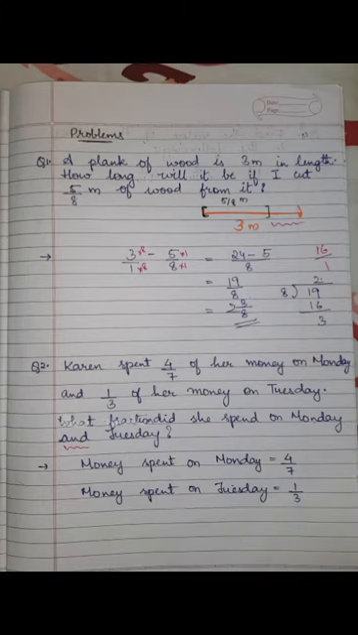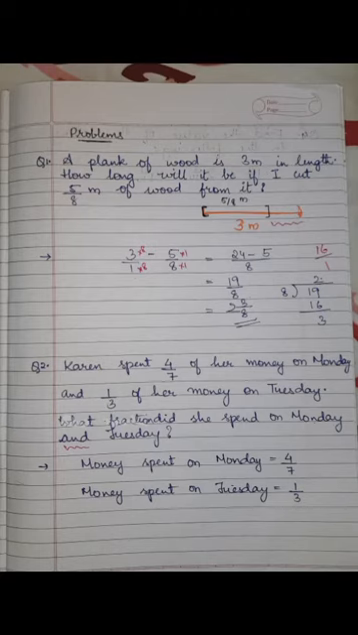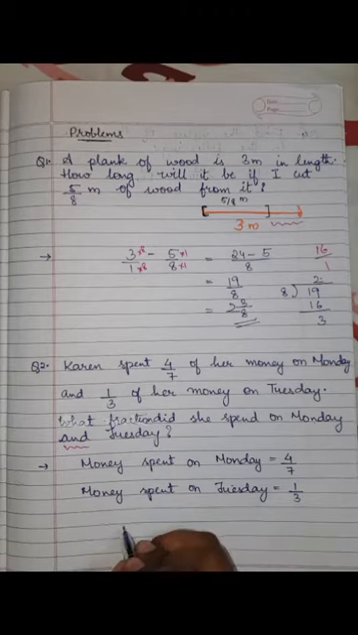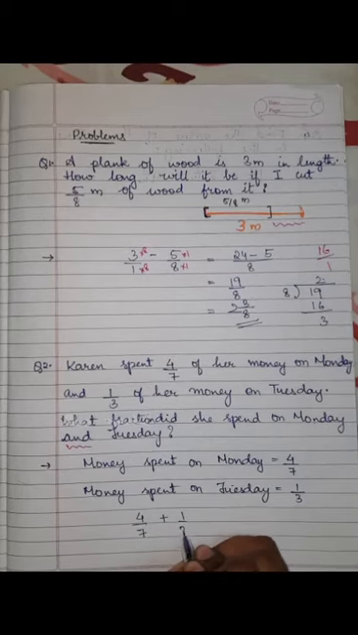Now suppose they had asked you what fraction is left with her. When they say what fraction is left, the word left means it is a subtraction problem. Yes, here you're not given left. They're asking you what fraction did she spend on Monday and Tuesday. So it means that it's an addition problem. And how do we do it? So you will add 4 by 7 plus 1 by 3.